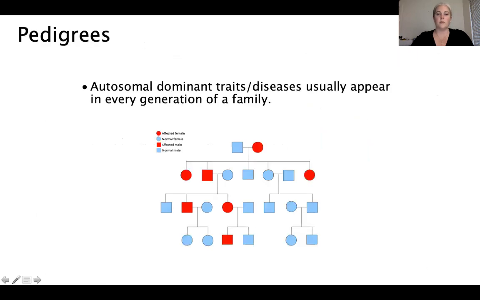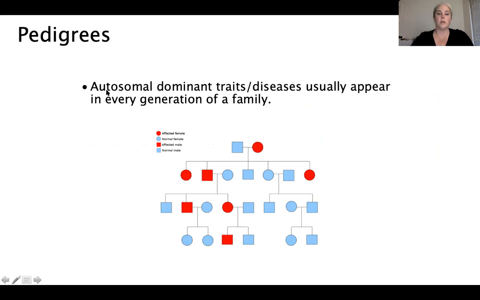All right, so these are just some examples of the pedigrees that we're looking at. Autosomal dominant traits, you're going to see them in every generation. You're going to see them pretty equally in males and females. And remember, autosomal means anything but your sex chromosomes.